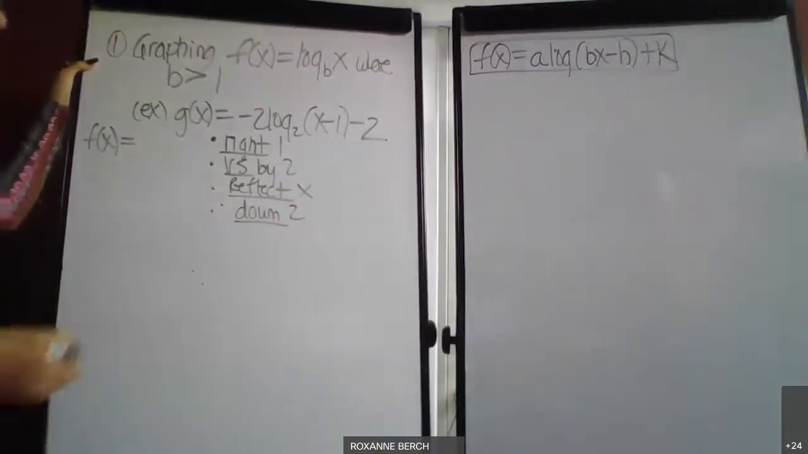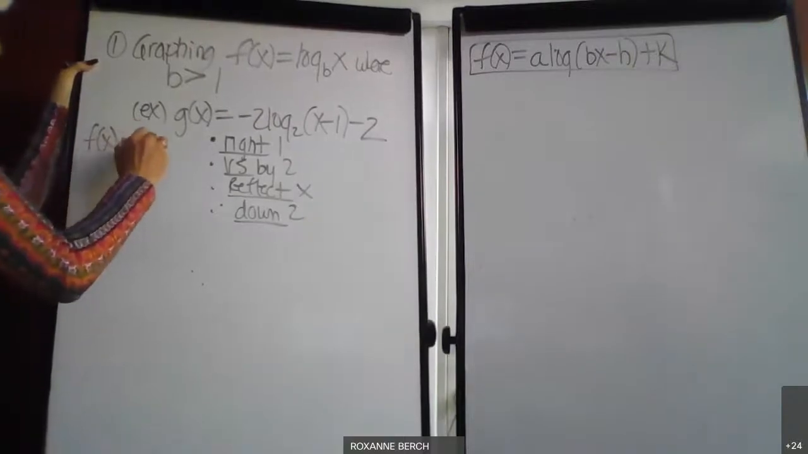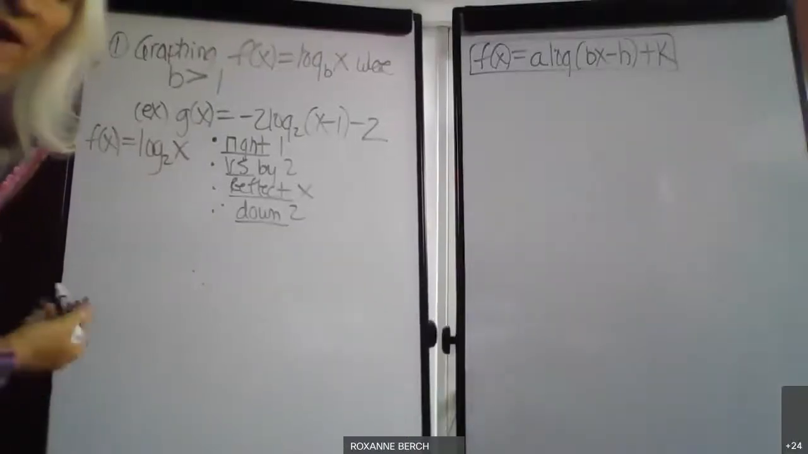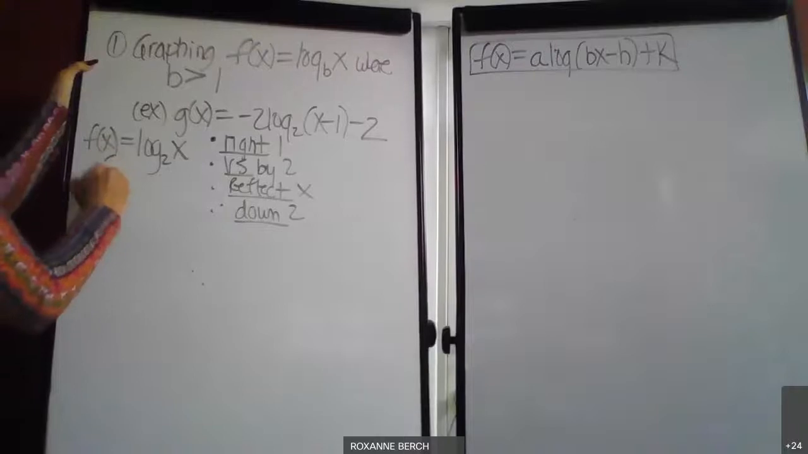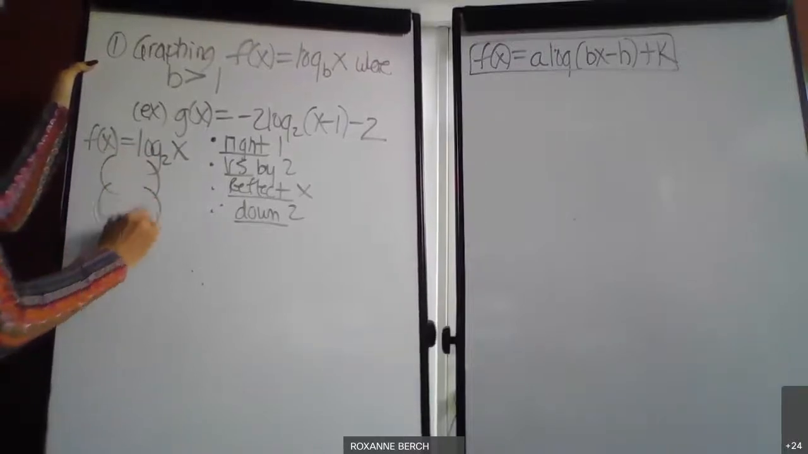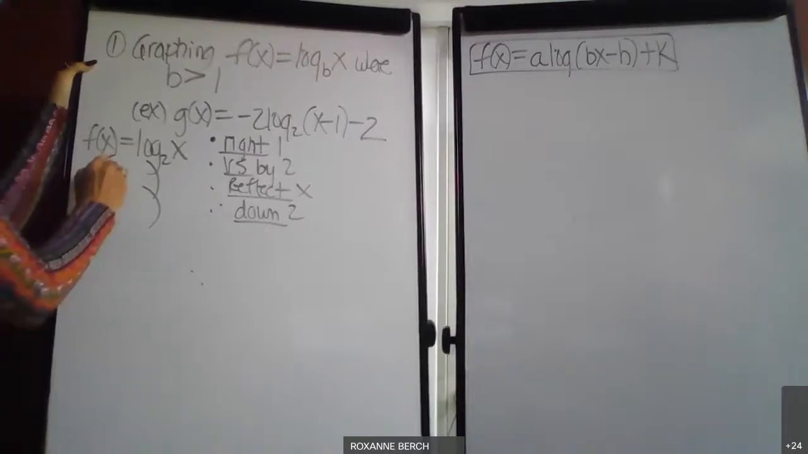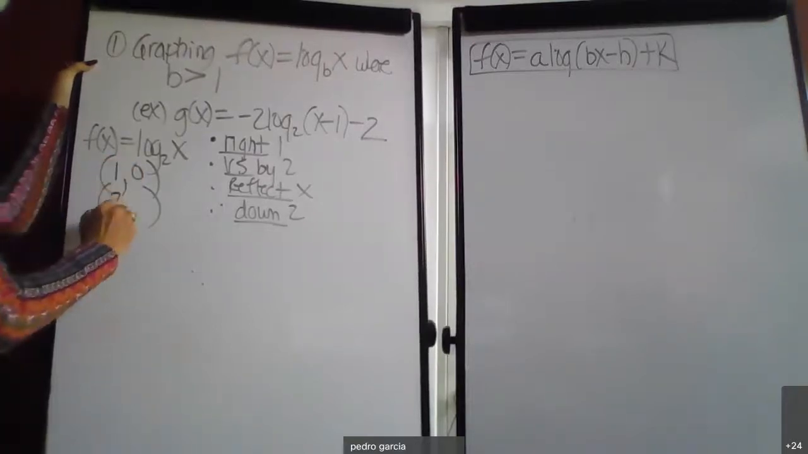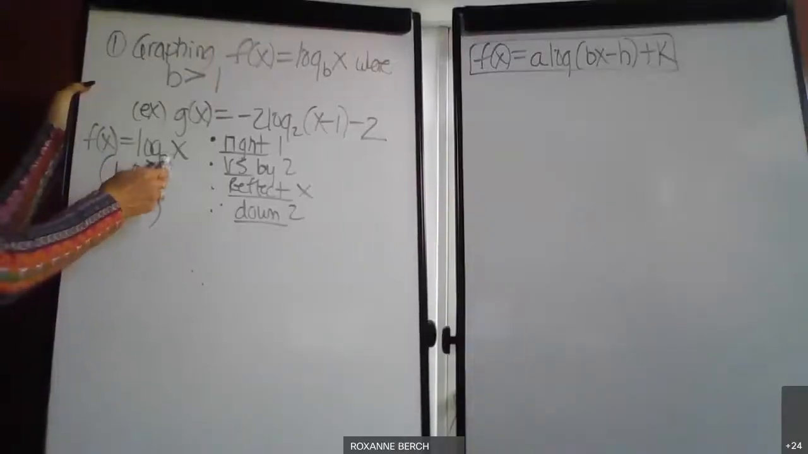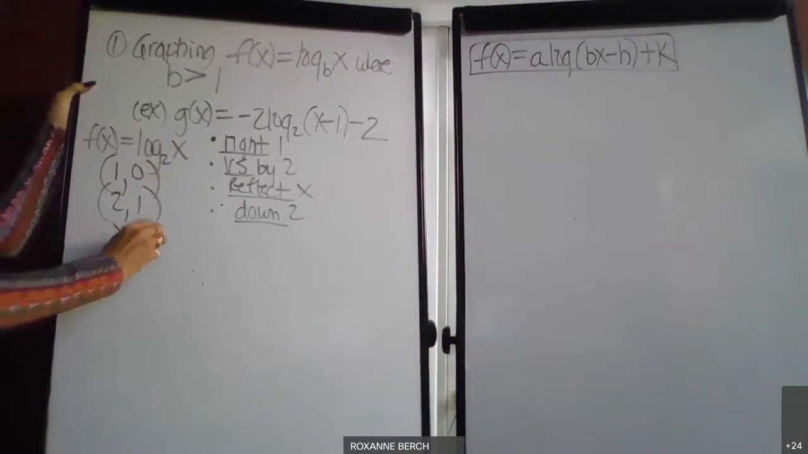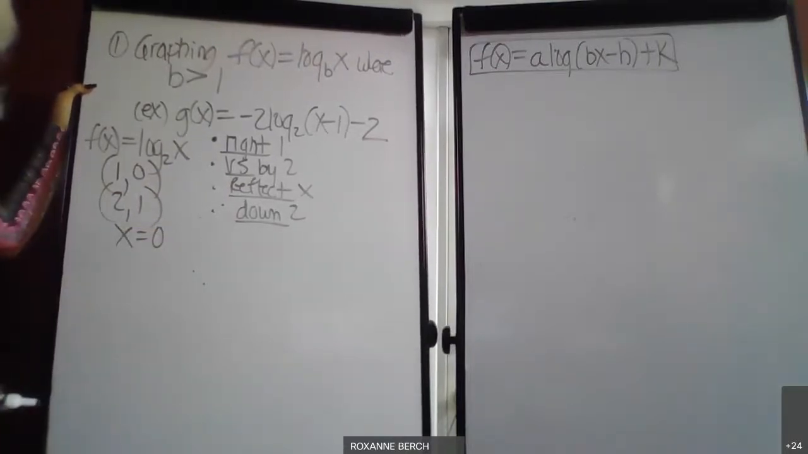Okay, who's the parent? Who's the most basic graph? Log base what? Log base 2 of x. All right, so who would your parent points be? Would it be (1, 0) and (2, 1)? Right. Log base 2 of 1 is 0, and log base 2 of 2 is 1. And we have a vertical asymptote at x equals 0 with the parent.